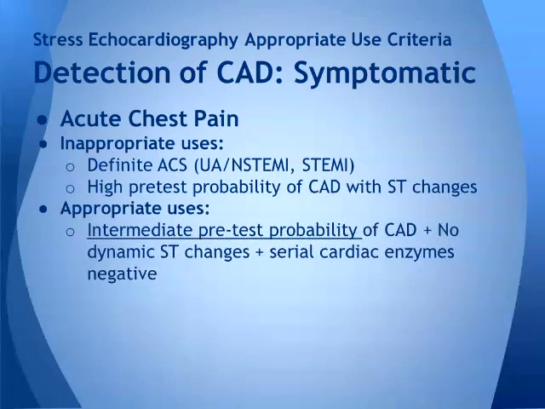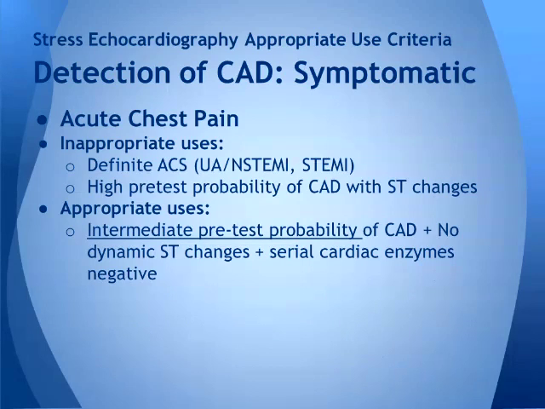So acute chest pain, this is the key. This is the patient who comes to the ER with chest pain, not the guy you're seeing in the office. So inappropriate uses are acute coronary syndrome, unstable angina, non-STEMI or STEMI. You don't stress people with ongoing ACS. Or a high pretest probability of coronary artery disease with ST segment change. You don't want to stress those patients either.